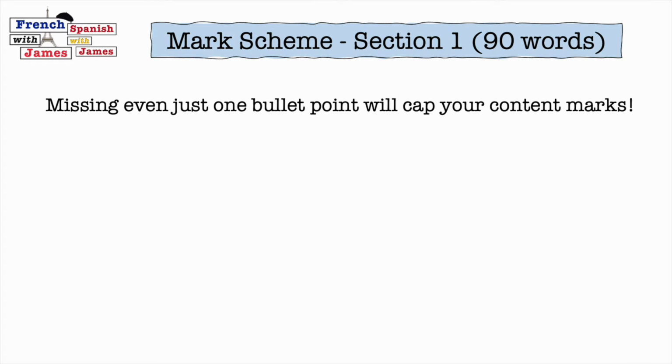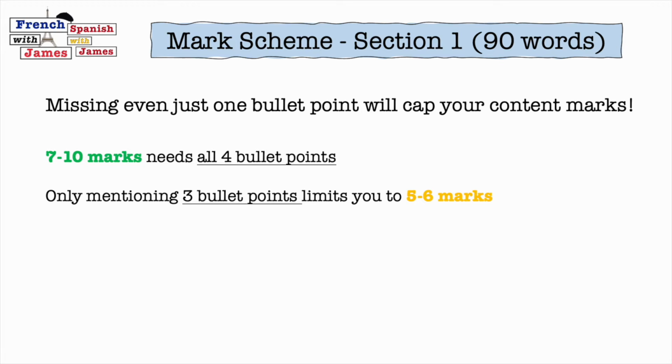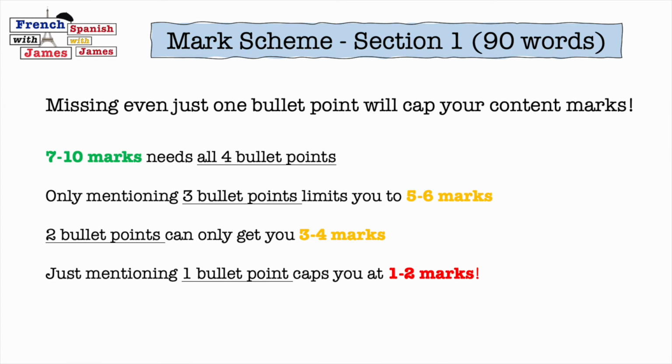To give you a clearer idea of just how missing a couple of bullet points out can really cap your content marks, on the mark scheme it says the following. To get 7 to 10 marks out of 10 for content, you need to have all 4 bullet points. You need to write something that answers those bullet points. If you only mention 3 bullet points, that's going to limit your mark to a maximum of 6 out of 10. Just mentioning 2 bullet points will limit your mark to a maximum of 4, and only mentioning 1 bullet point will cap you at 1 to 2 marks. So you could write 90 fantastic words in really good French, but if you go off on a tangent and only talk about 1 bullet point, you'd still get 2 out of 10 for content marks.